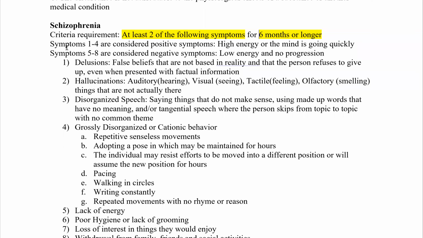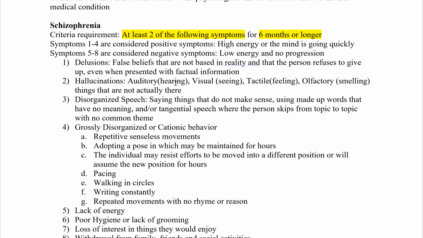So as we discussed in schizophreniform, symptoms 1 to 4 are the positive symptoms. If you think of high energy and the mind's going 100 miles an hour, and symptoms 5 through 8 are considered negative symptoms, which are low energy, and they have no progression or want to do anything in general.